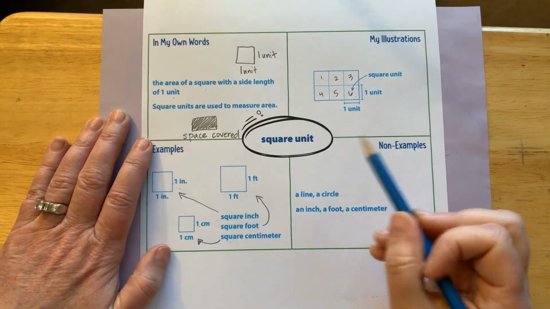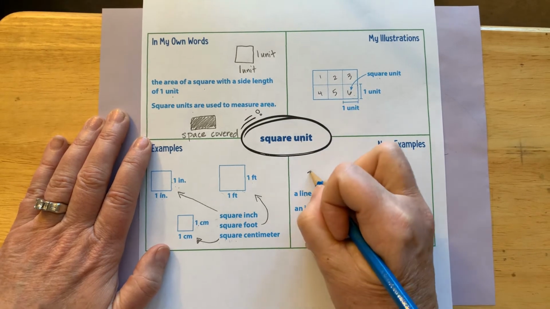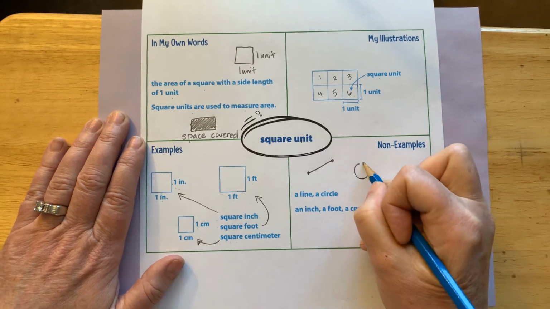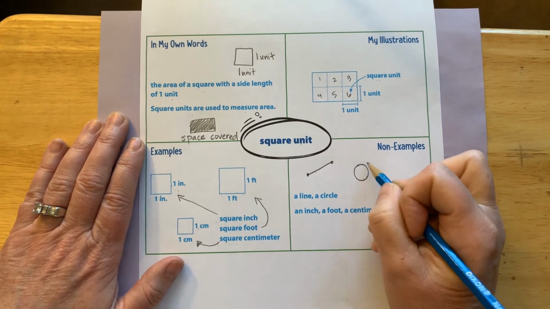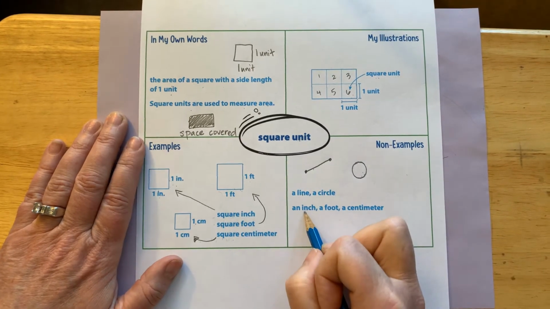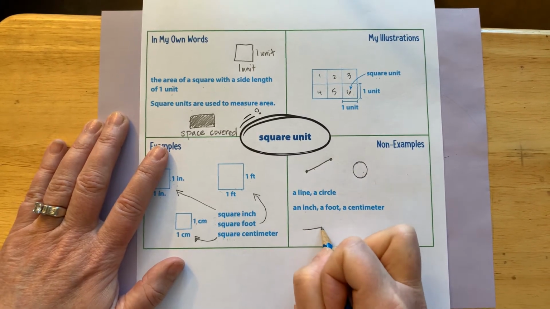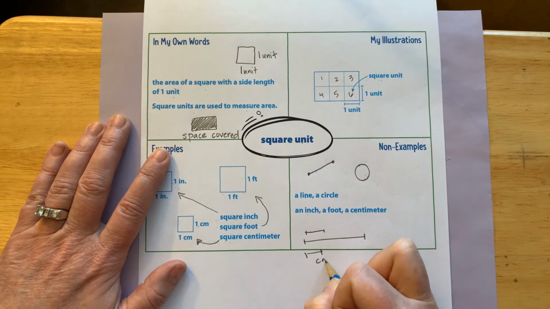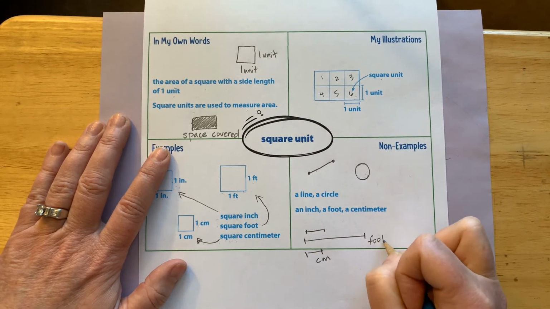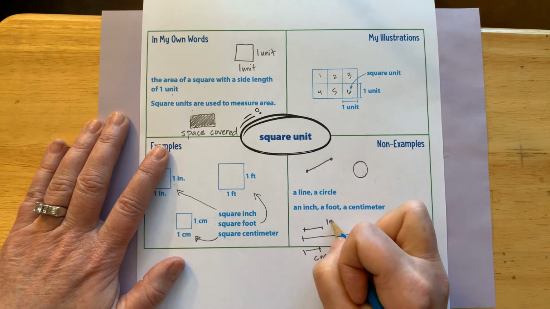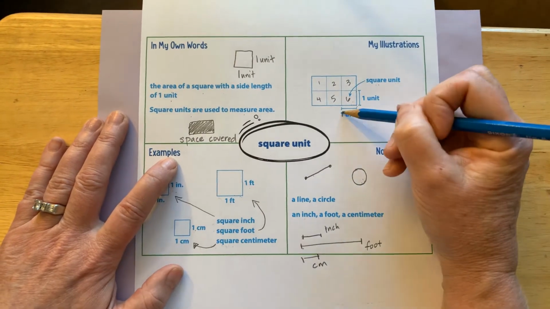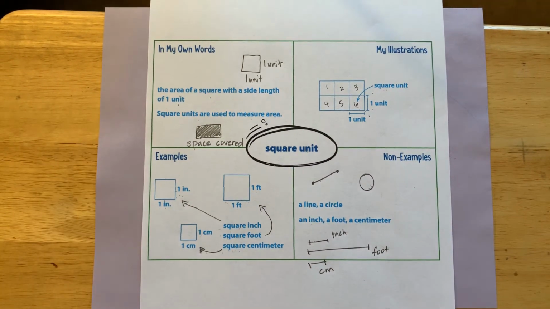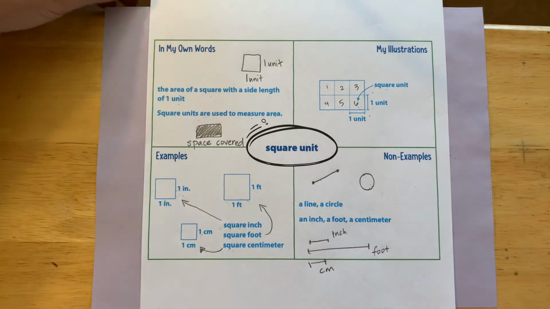A non-example. Okay, a square unit is not a line. This is not a square unit. A circle is not a square unit. Notice it's not a square, so it can't be a square unit. An inch, a foot, or a centimeter are not square units because they are only 1 dimension. A square unit has 2 dimensions. Okay, if you need to pause and fill any of this in, go ahead and do that. Now we're going to use what we learned to answer the rest of the questions.